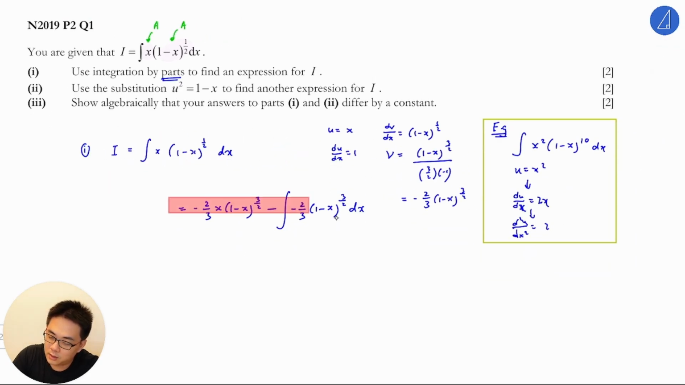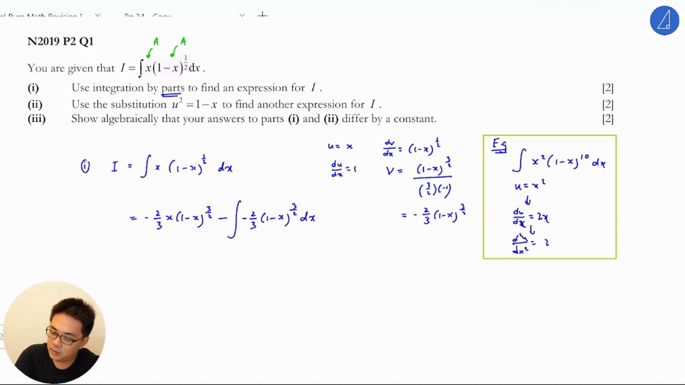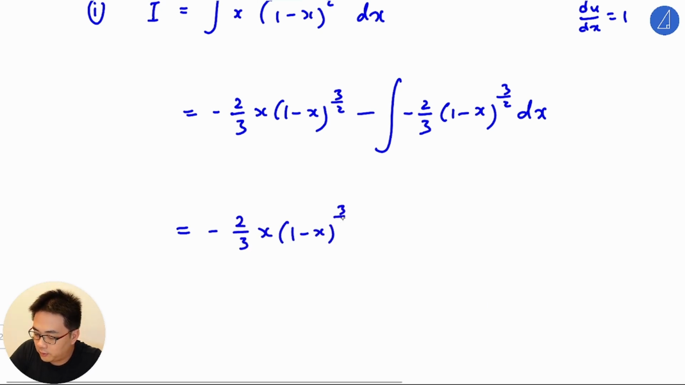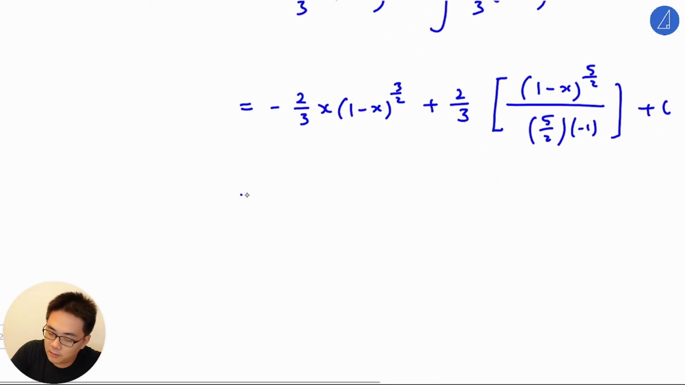Okay, so this one here, just put it aside. Done. So once done, do this. Minus 2 thirds x (1 minus x) to the 3 over 2, plus 2 over 3. I just do this straight. Minus 1, plus c.